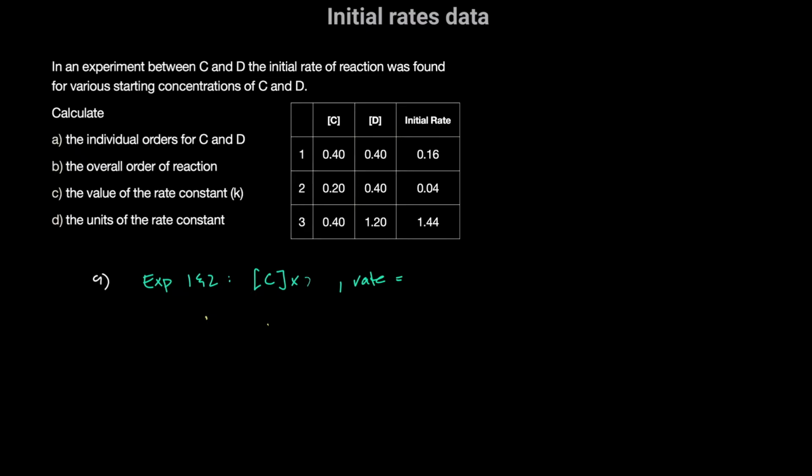Here we can say that if I double the concentration of C, the rate is 4 times as much. Instead of 0.04, it's 0.16. So I can say 2 to the power of what gives me a change of 4? Doubling the concentration changes the rate by a factor of 4. So 2 to what power gives me 4, and we can say therefore the order is equal to 2. 2 squared is equal to 4. So the order is equal to 2 with respect to C.